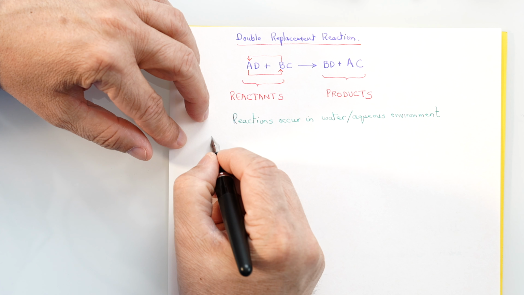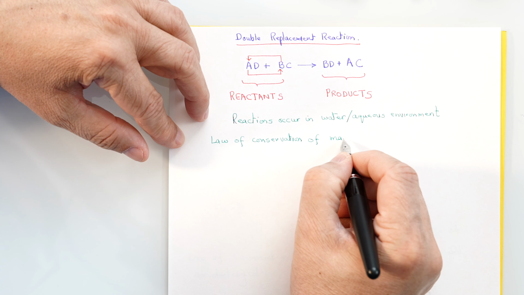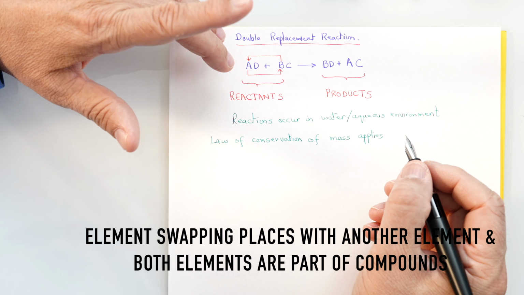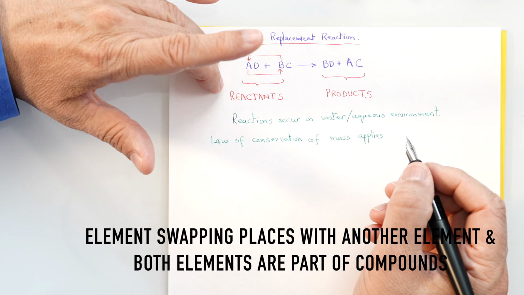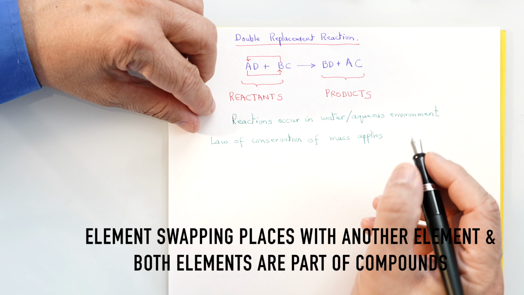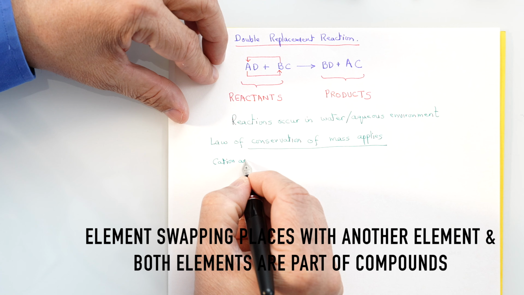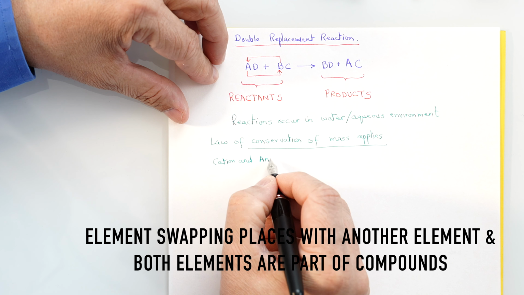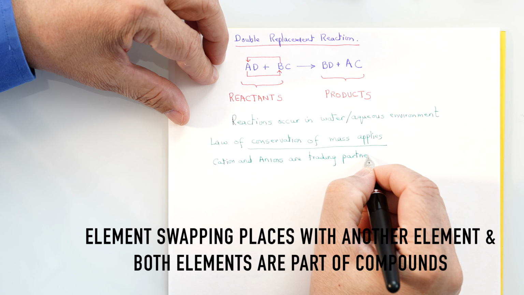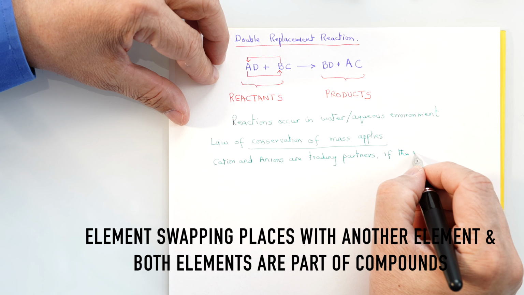The law of conservation of mass applies. The left-hand side has got to equal the right-hand side, both in terms of the number of atoms and the mass. So the reactants must equal the products in terms of mass. They don't have to be configured exactly the same way. And let me just write this down over here that the cations and anions are trading partners. And that is if the reaction is going to proceed. So if this reaction occurs, that must happen.